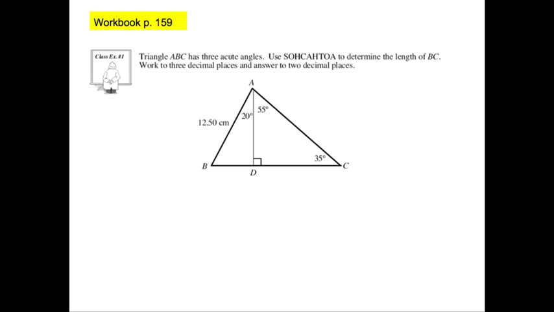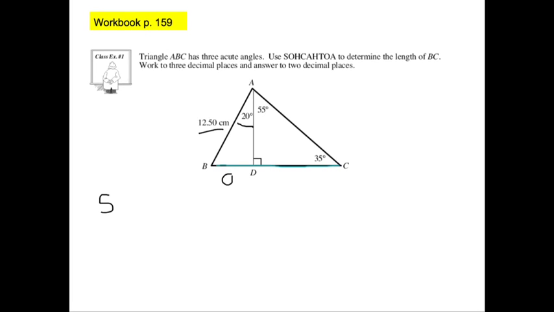Alright, and so we want to find side BC. We are going to do that in a couple of parts. First part, we do have triangle ABD. It has an angle of 20 degrees. We have a hypotenuse, and we just need to find this part right here. I'll call it O. O for opposite.